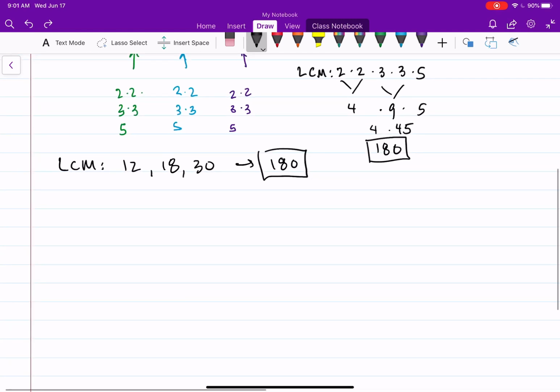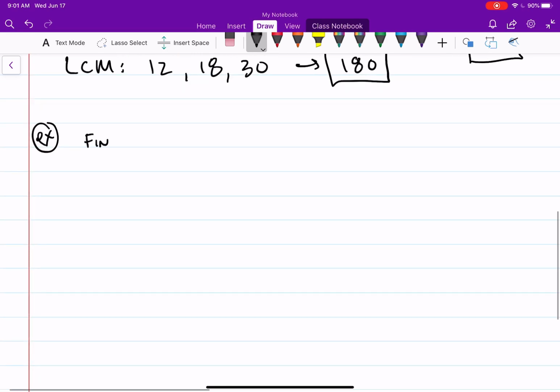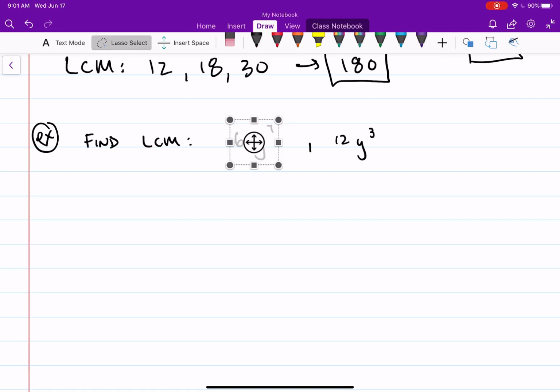All right, so let's try another one. Let's try finding another example. And now we're going to find the LCM of just 2 of them. Let's say 6y to the 7th and 12y to the 3rd. Okay, so let's do the same thing. I want to make this green and make this blue.